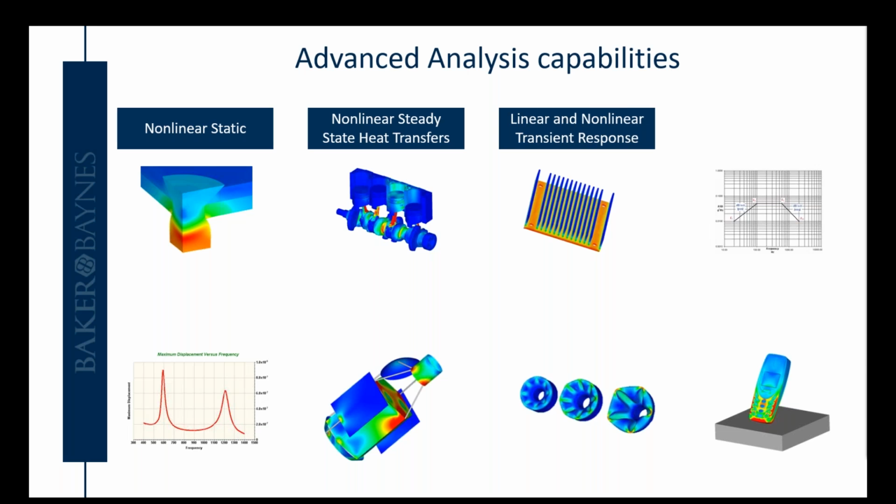You get linear and nonlinear transient response. This simulates the response of a structure through a period of time under the influence of constant or time-dependent loads, for example, impulse loading. You get random response.